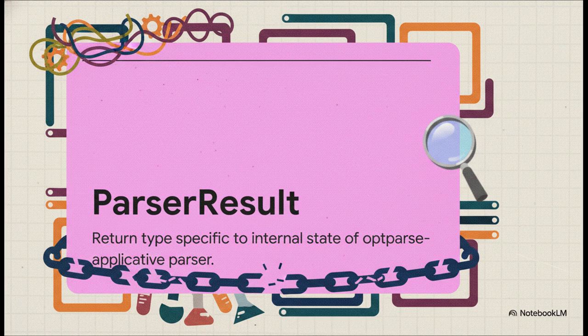Well, the core problem is that ParserResult is tightly coupled to the internal state of one very specific library, the optparse-applicative parser. By using it this way, Eng's core business logic was literally shackled to the specific internal plumbing of that CLI parser. When you tie your logic directly to a third-party library's state like that, your architecture gets incredibly rigid, you're setting yourself up for potential library lock-in, and writing isolated unit tests, yeah, that becomes nearly impossible.